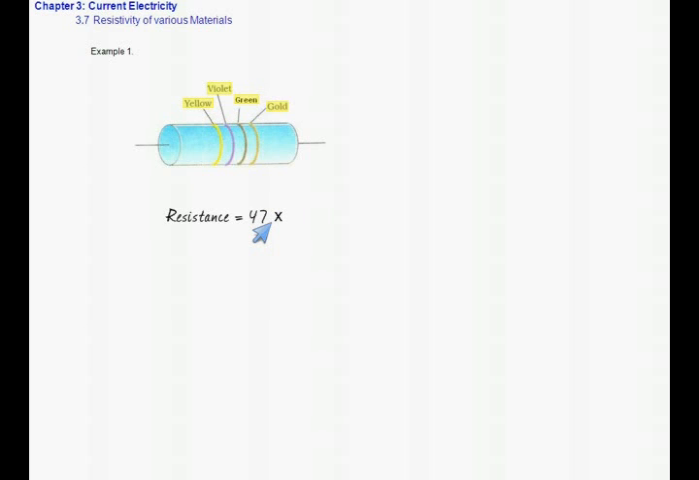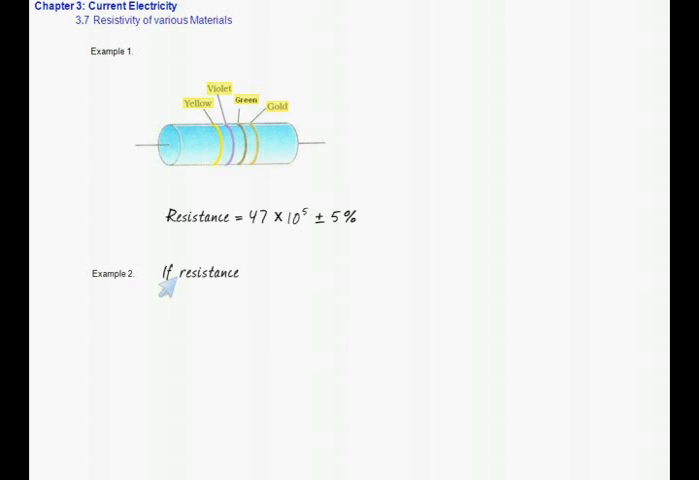So once again, yellow code is 4, violet code is 7, into the multiplier of the third color. The multiplier of green color is 10 to the power 5, and the 4th band shows the tolerance, that is percentage variation. For gold, the tolerance is 5%. So this is the resistance, 47 into 10 to the power 5 ohm plus minus 5%. Take another example and try to find the resistance by the color code method.